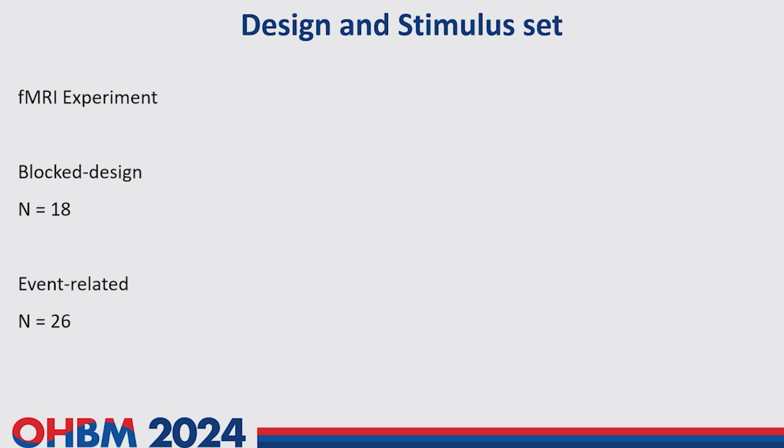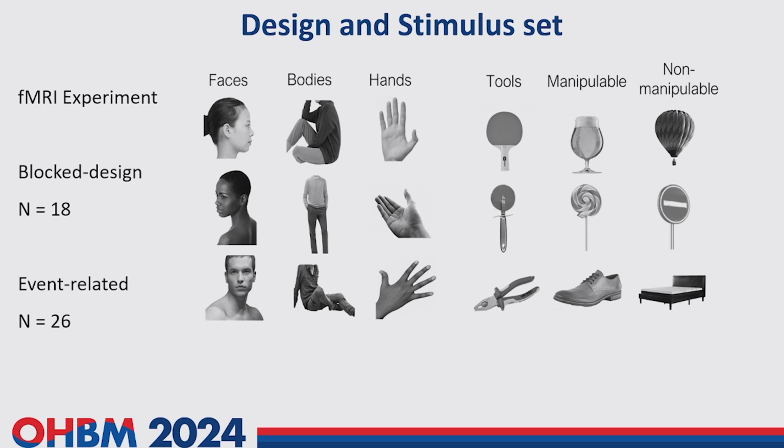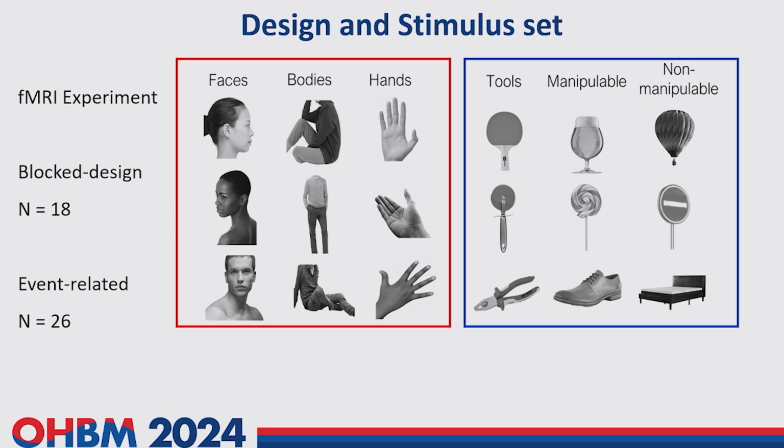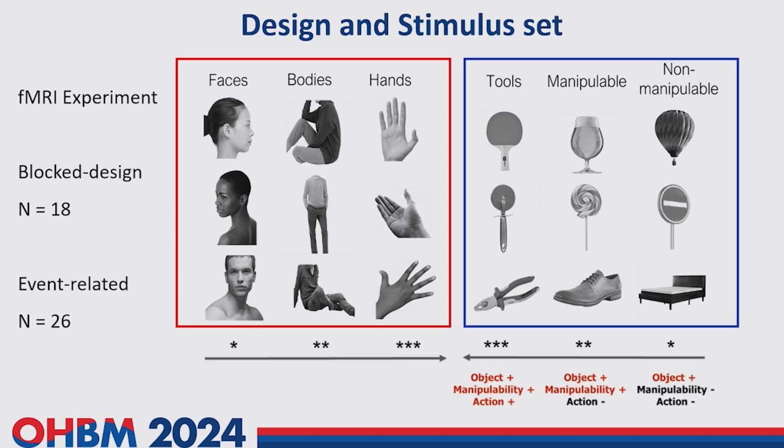Here I present the results for the first one. In these experiments, we presented to participants a series of object categories. So we have faces, whole bodies, hands, tools, manipulable and non-manipulable objects. And the idea is that there are two main dimensions underlying this stimulus set. One is animacy, body parts versus inanimate objects. And the other dimension is action. Each category is associated with a different degree of action-related information that we validated behaviorally. And this action-related information is highest and shared between hands and tools, because these are the end effector objects.